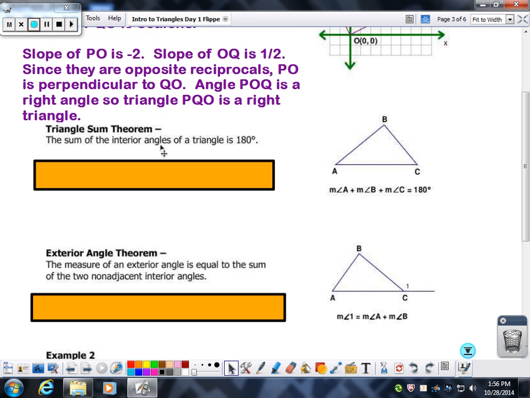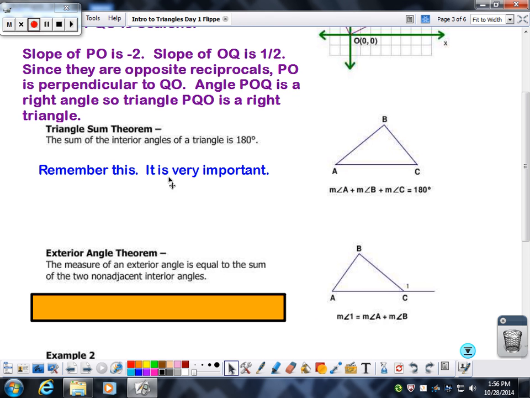The triangle sum theorem tells us the sum of the interior angles of a triangle add up to 180 degrees. So in this triangle, angle A plus angle B plus angle C equals 180 degrees. This is extremely important. Remember it. It will come into play throughout the rest of the school year.